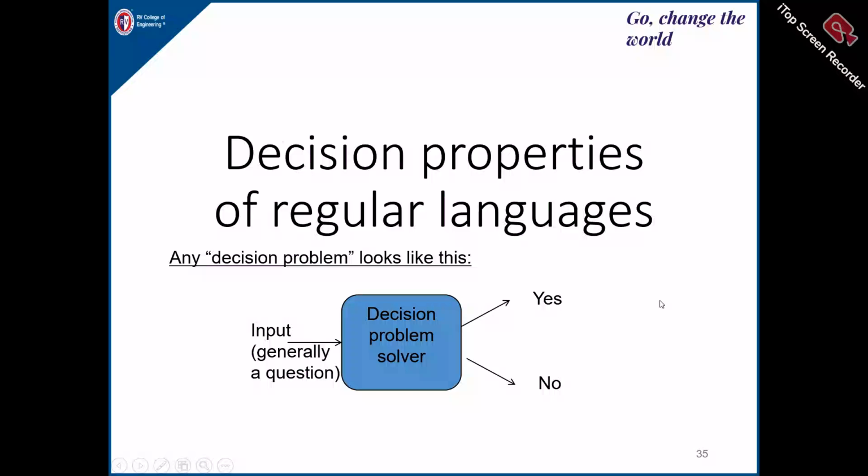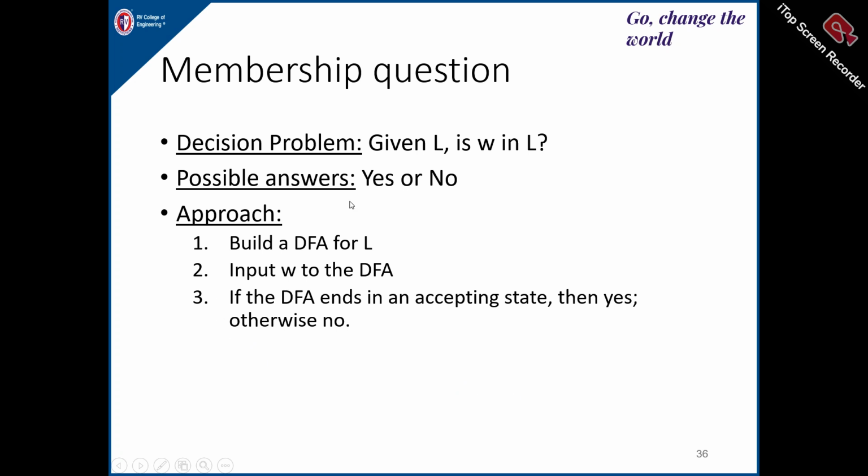Decision properties of the regular language. Any decision problem looks like this. This is a decision problem solver, where you give some input, which will be some question, and the answer will be either yes or no. So if you are given some statement here, the output of this will be yes or no.